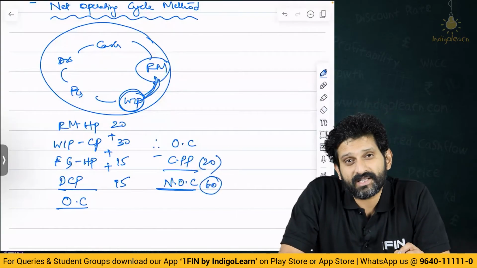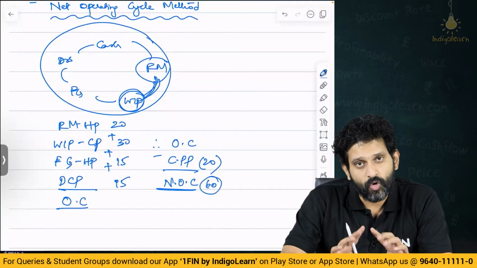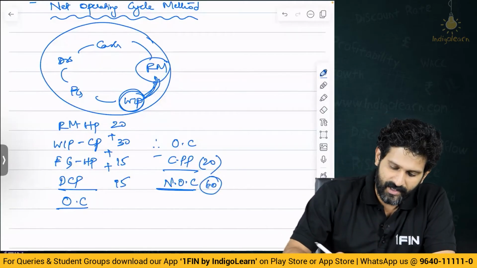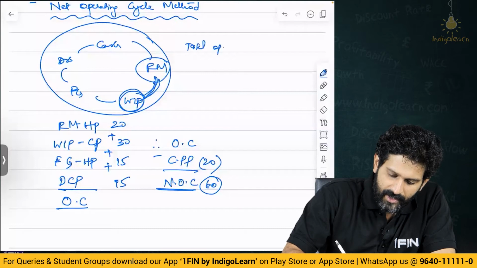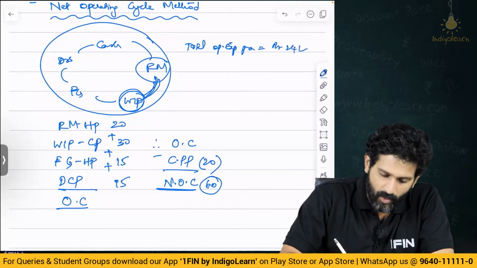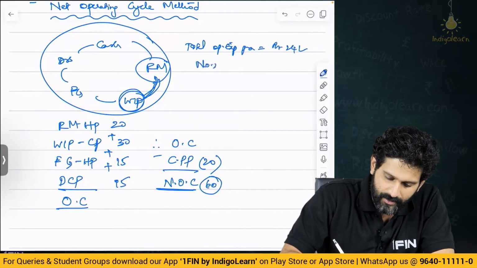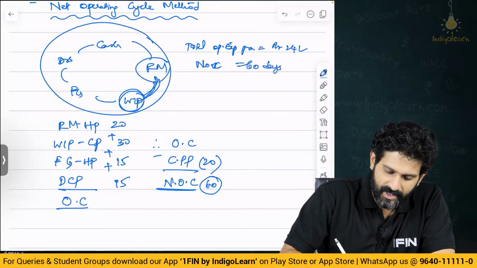Now what does net operating cycle 60 days mean? See, 60 days, it is the total cycle time. Means for example, let us say total operating expenses per annum is rupees 24 lakhs. What is my net operating cycle? Is 60 days. Sir, what does it mean?